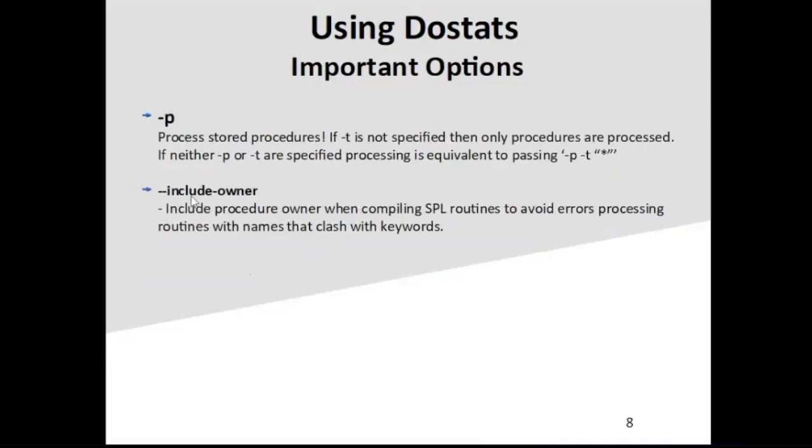Okay, with the dash P option, you can specify dash include owner, which will include the owner names of the procedures when it tries to compile the stored procedure, which you'll need to do if you have any stored procedures that are named after existing keywords. So if you have an old procedure named partition in your database, that may fail if it's not qualified with the owner name. It wasn't a keyword in the old system, but now that's a keyword, so you couldn't do that. So that option is there for that reason.